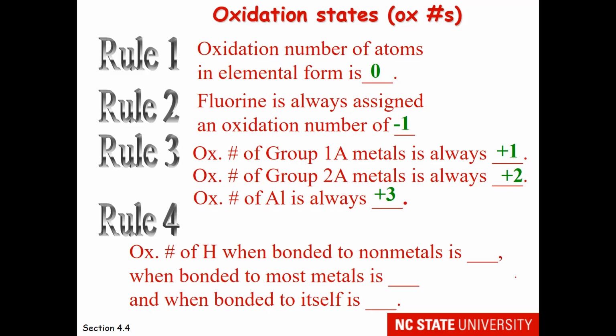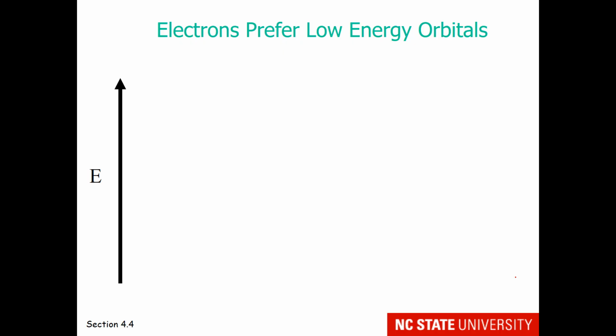Now hydrogen, when bonded to itself as H2, well, that's oxidation state 0, because that falls under rule 1, hydrogen in the elemental form. But there's a difference when hydrogen is bonded to nonmetals versus metals. Keeping with the idea that electrons prefer low-energy orbitals, let's look at the valence band comparison of hydrogen with metals. Most metals have higher energy electrons than hydrogen has vacancies. So hydrogen will gain an electron when encountering metals to have an oxidation state of -1.